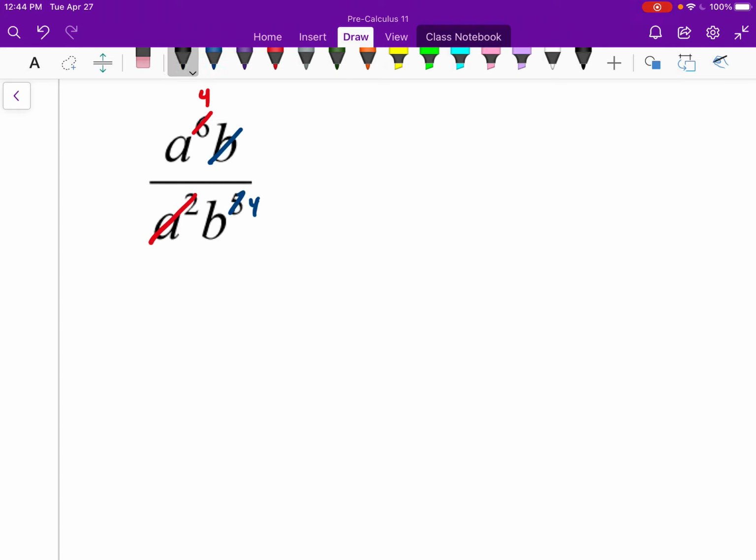It looks a little bit messy, so what do I have here? I have just a to the power of 4 left in the numerator, and b to the power of 4 left in the denominator. That's in simplest form. That's it.